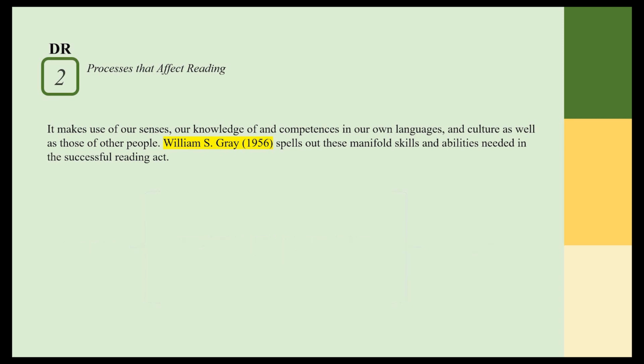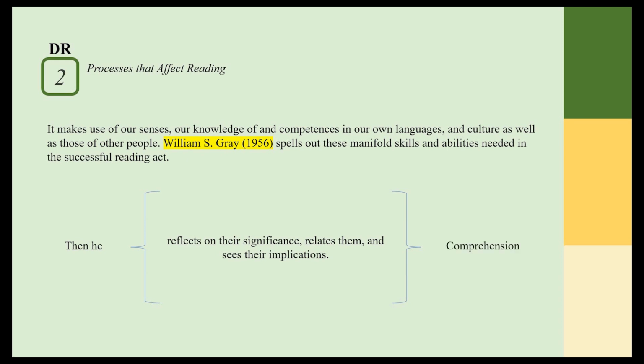Ayan. For the second step, the reader will then reflect on the significance of the words, relate them with each other, and see their implications. In this case, the reader is already comprehending. So, iniintindihan niya kaagad na niya ngayon kung ano yung text na binabasa niya. Kumbaga, not just the word or the words themselves, he is actually looking at that part of the text as a whole already, comprehending it.